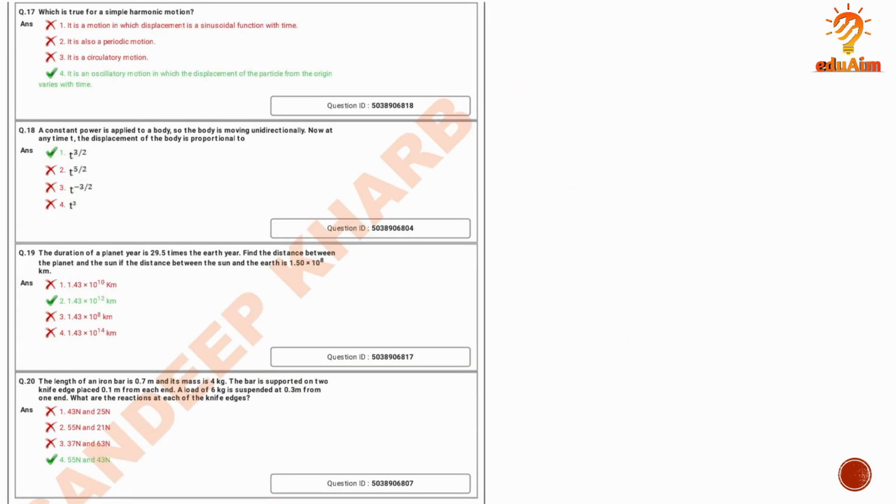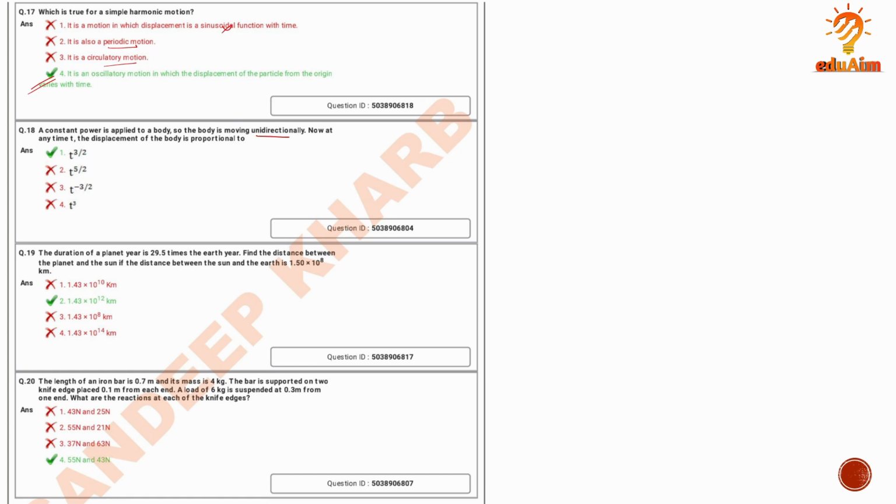17th question is, which is true for a simple harmonic motion? It is a motion in which displacement is sinusoidal function with time. No. It is also a periodic motion. No, only periodic we do not call simple harmonic. It is circulatory. No. So it is oscillatory motion in which displacement of the particle from origin varies with time. Fourth one is correct.